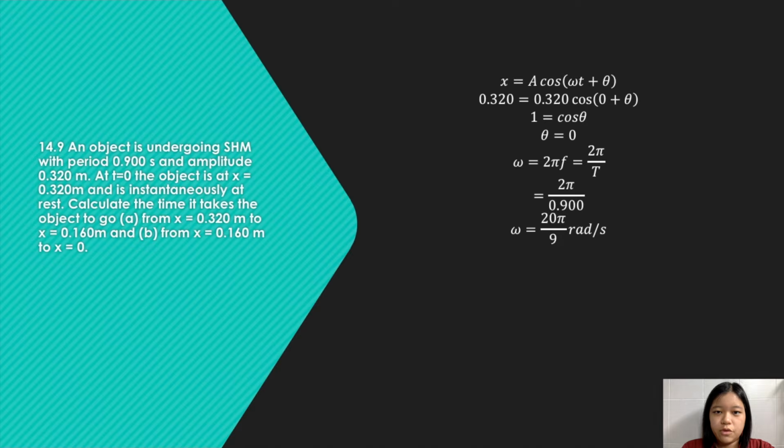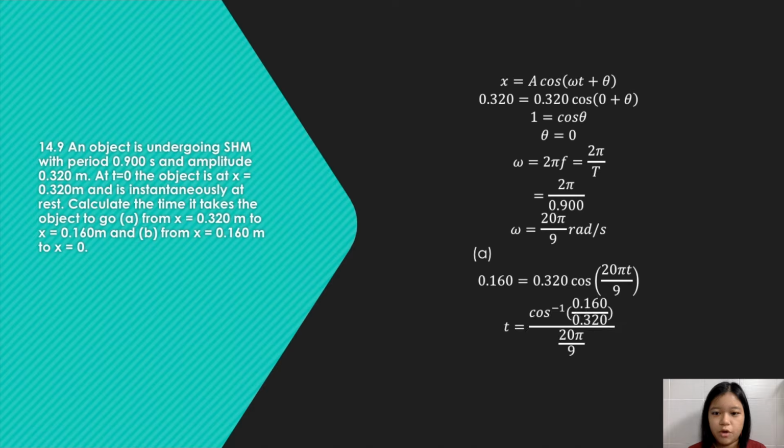So now that we have all the missing data, we can now find the times. So for letter A, time at 0.16 meters. So we'll just simply substitute 0.16 and the omega and theta we found to get 0.16 equals 0.32 cosine 20 pi t over 9. And we can just transpose 0.32 over and get the arc cosine and divide by 20 pi over 9 to get time, which is 0.15 seconds.